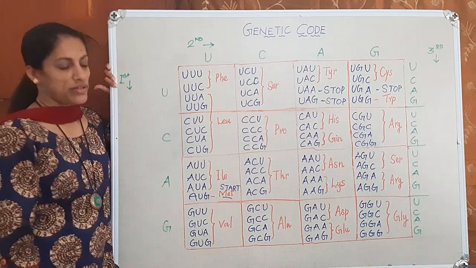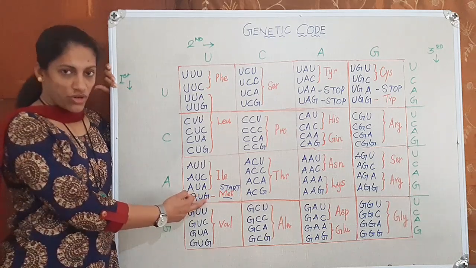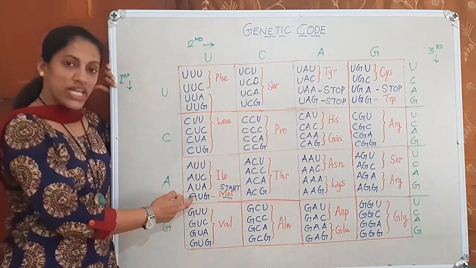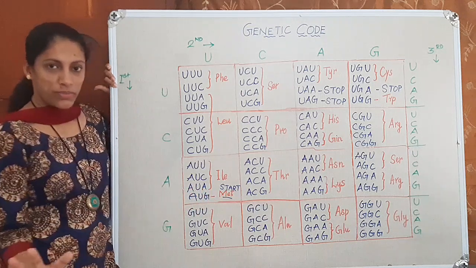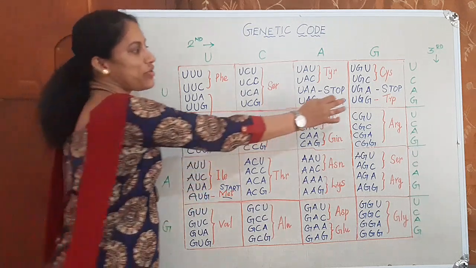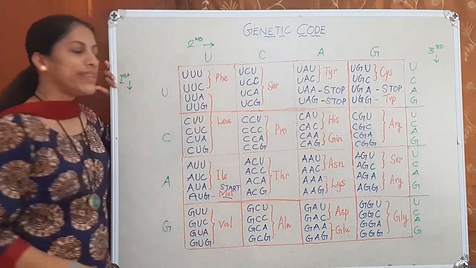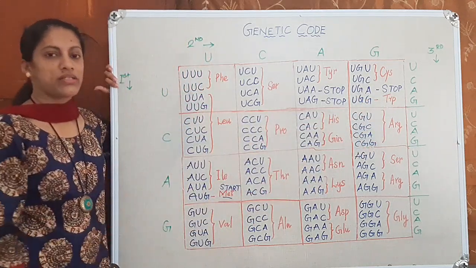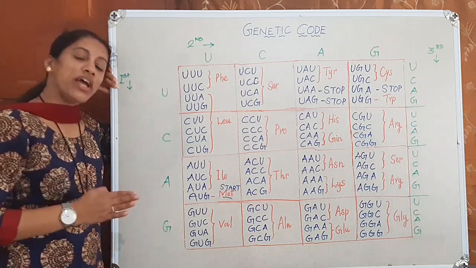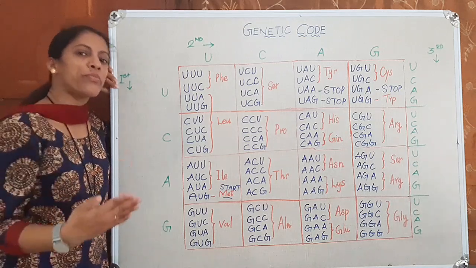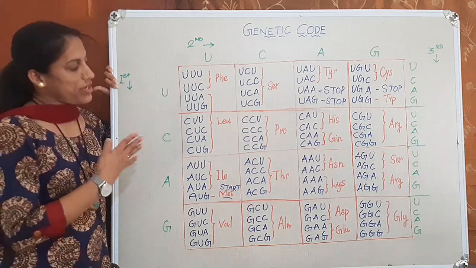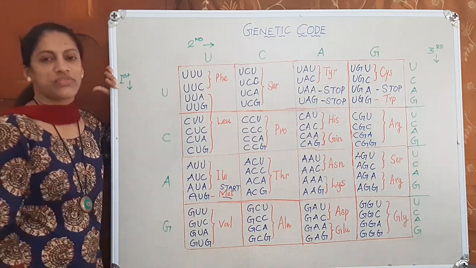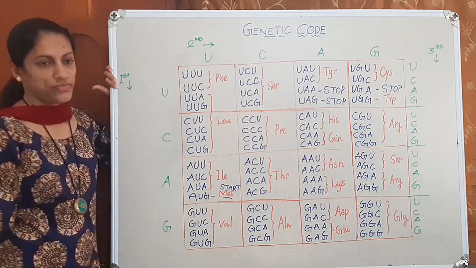One is methionine. It is coded by only AUG. No other triplet codes for methionine. The other one is tryptophan. That is also coded by a single triplet. No other triplet is there. Then which are the amino acids with the maximum number of codons? Maximum here is 6.